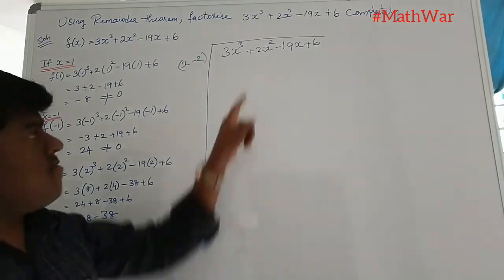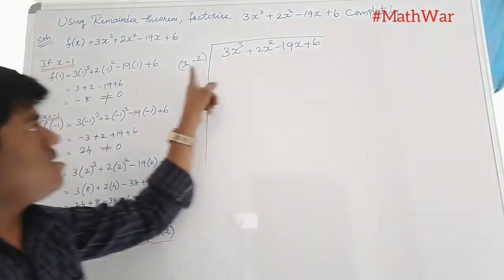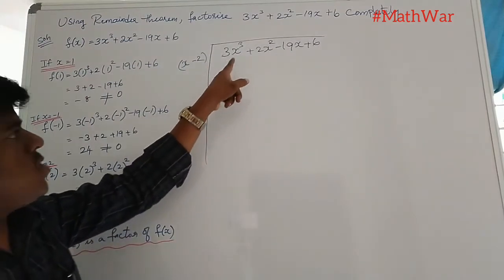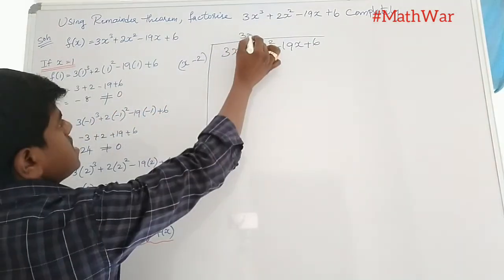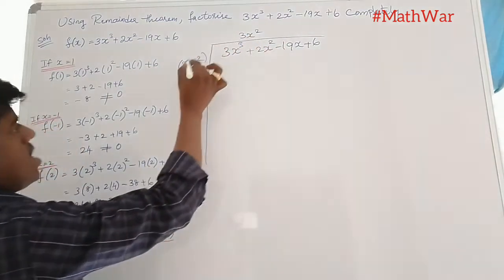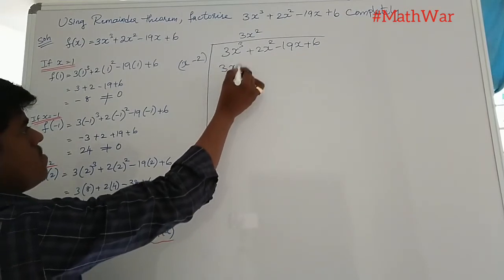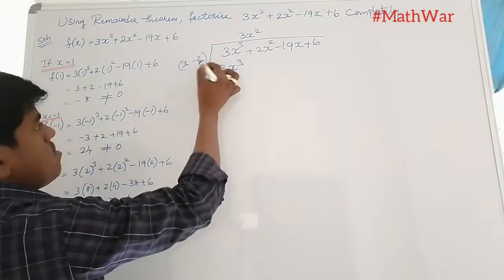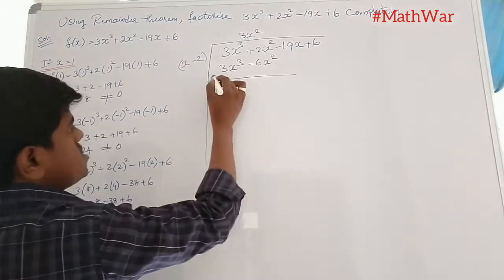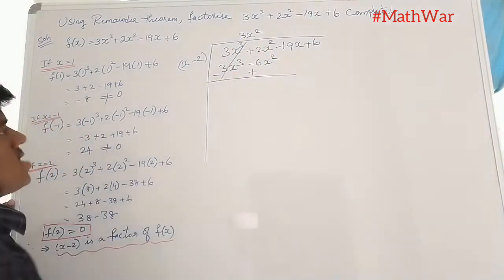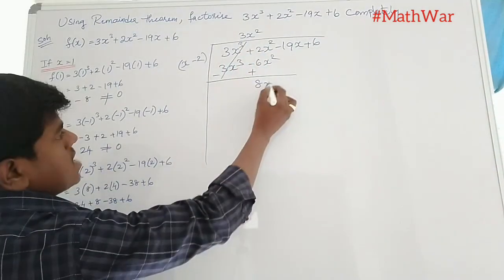Now again, first term divided by first term. First term of the dividend by first term of the divisor. So 3x cube by x, we will get 3x square. Again you multiply it here. 3x square into x is 3x cube. Then 3x square into minus 2 is minus 6x square. Now you change the sign, this will get cancelled. Now 2x square plus 6x square is 8x square.